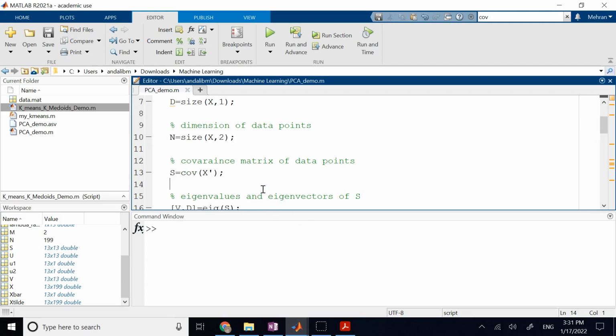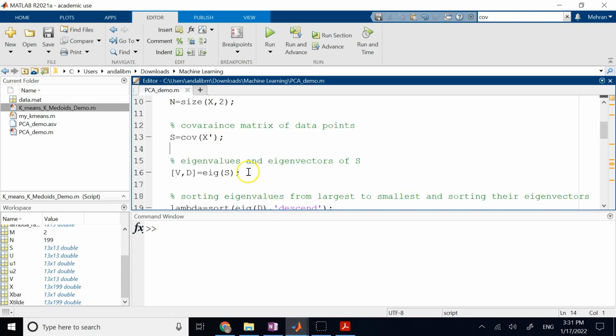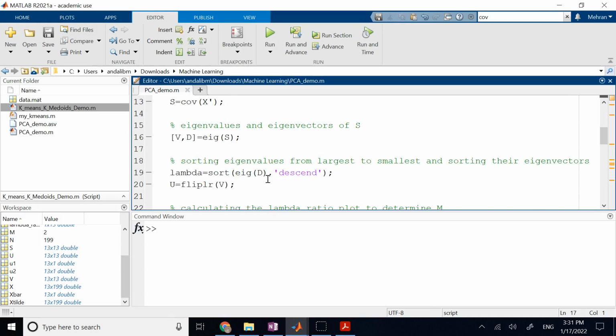Then I found the eigenvalues and eigenvectors of the S matrix using the command eig. It's a built-in function in MATLAB. And when it gives you this eigs, what MATLAB does, it sorts it from smallest to largest. So your first eigenvalue is going to be the smallest. The last one is going to be the largest.